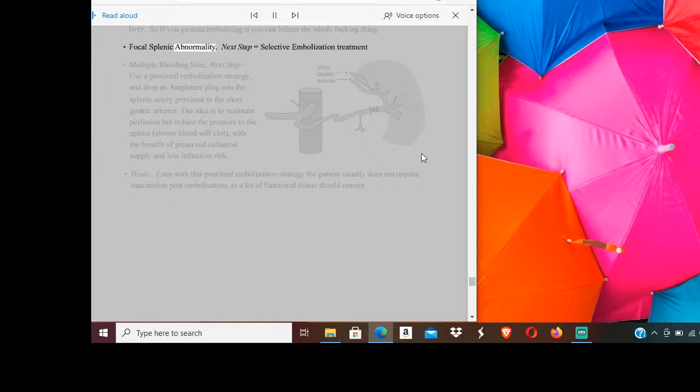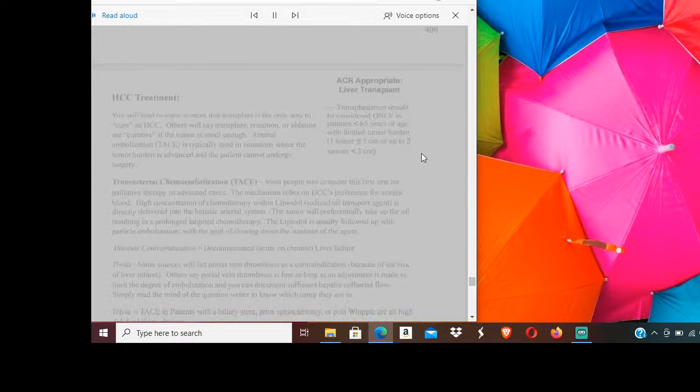Focal splenic abnormality: next step equals selective embolization treatment. Multiple bleeding sites: next step equals use a proximal embolization strategy and drop an Amplatzer plug into the splenic artery proximal to the short gastric arteries. The idea is to maintain perfusion but reduce the pressure to the spleen. Slower blood will clot, with the benefit of preserved collateral supply and less infarction risk. Trivia: even with this proximal embolization strategy, the patient usually does not require vaccination post-embolization, as a lot of functional tissue should remain.